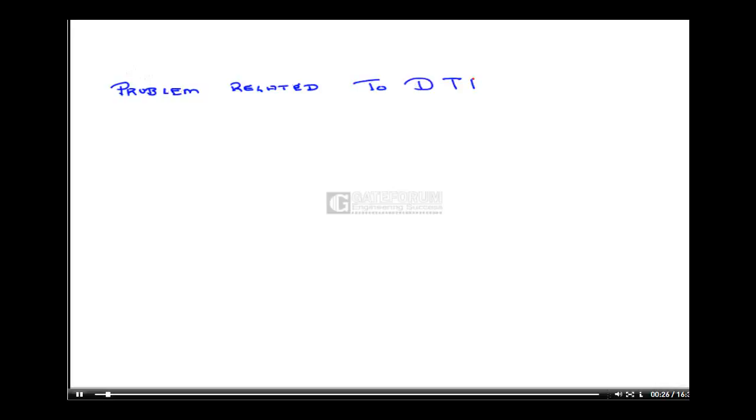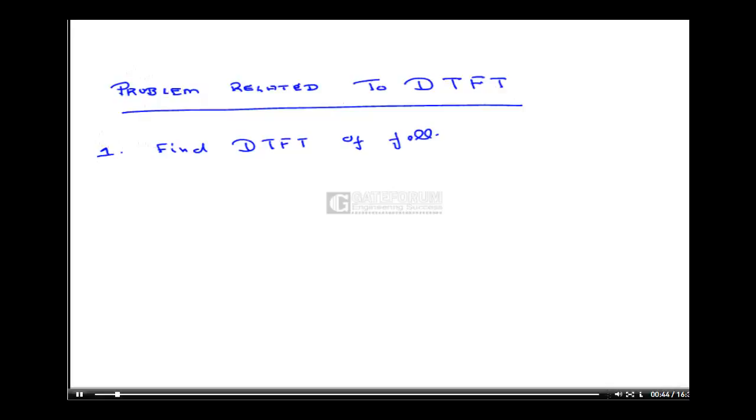Discrete time Fourier transform, DTFT. Okay. The first set of problems will be related to finding the DTFT. Find the DTFT of the following signals.